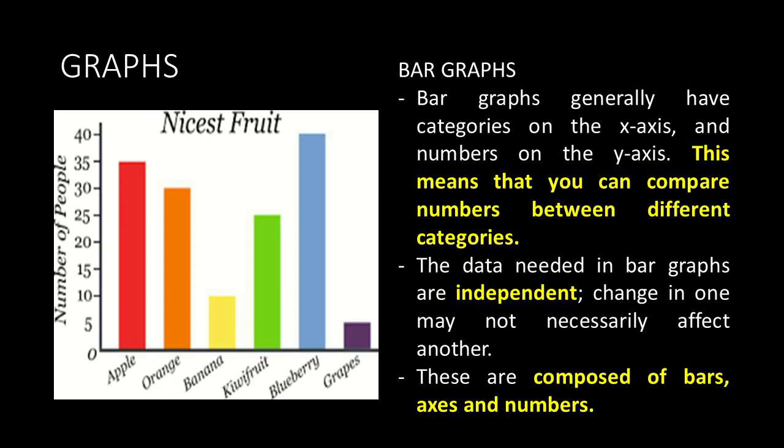Now, the data needed in bar graphs are independent. What does that mean? If one category increases in number, it does not mean that the rest of the numbers will decrease. So, it means that one value is isolated from the rest. This would be good if you are conducting a survey. Okay, so these are constructed by the use of bars, axes, and numbers.